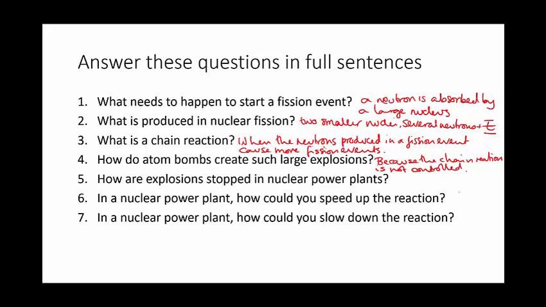And then how do we stop explosions in nuclear power plants? We do that using control rods. So if we wanted to speed up the reaction, as I said before, you would raise the control rods, so less neutrons are being absorbed. And if we wanted to slow down the reaction, then we would lower the control rods so that more neutrons could be absorbed and the reaction doesn't take place so quickly.